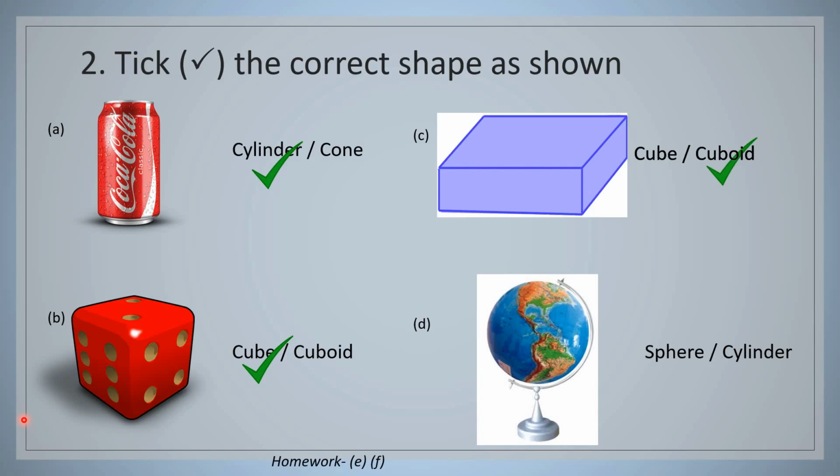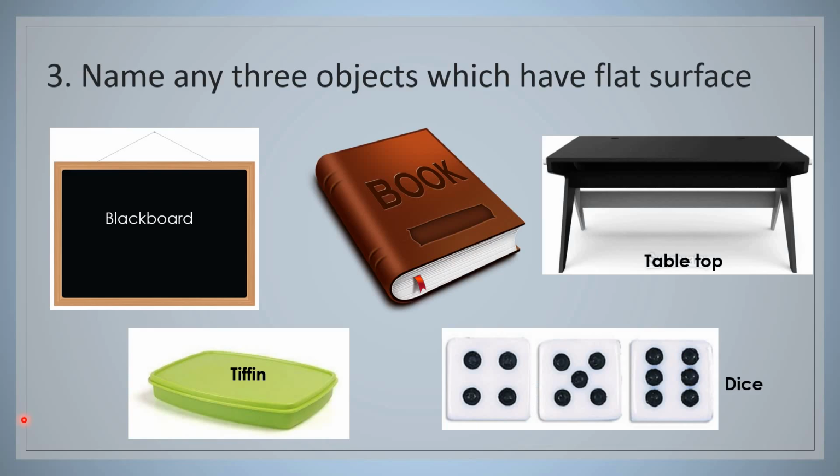Moving to the fourth one, we have the globe of the earth. You can see it is round in shape, and the 3D shape that is round is a sphere. So the answer here is sphere. So the first one is cylinder, next is cube, third is cuboid, and fourth is sphere. Homework sum is E and F. You have to identify which solid it is, and take the correct answer in the textbook itself.